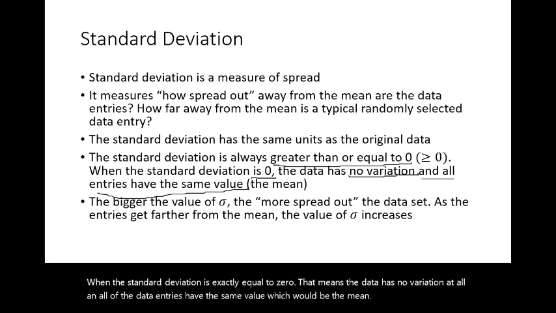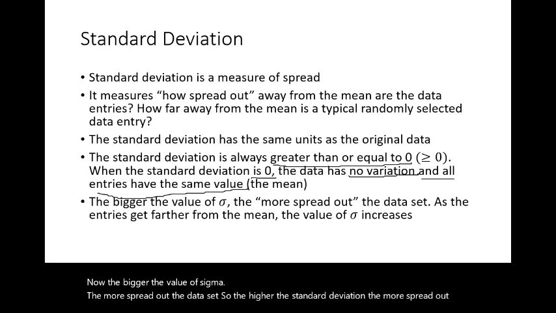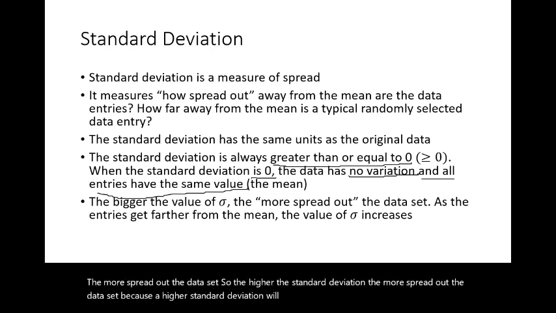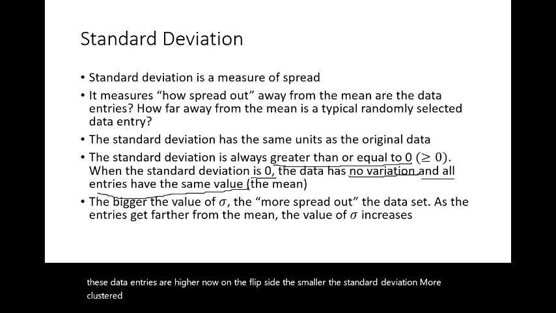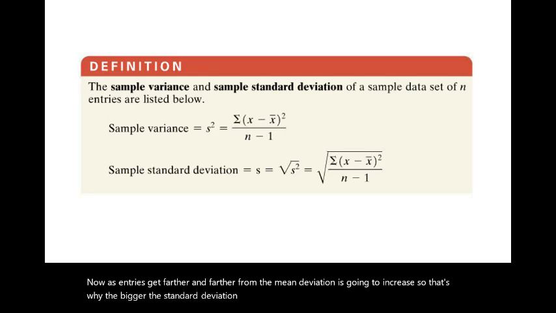Now, the bigger the value of sigma, the more spread out the data set. So the higher the standard deviation, the more spread out the data set, because a higher standard deviation indicates that on average, the deviations for these data entries are higher. On the flip side, the smaller the standard deviation, the more clustered together the data entries, and the less spread out the data set. As entries get farther and farther from the mean, deviation is going to increase. So that's why the bigger the standard deviation, the more spread out the data.